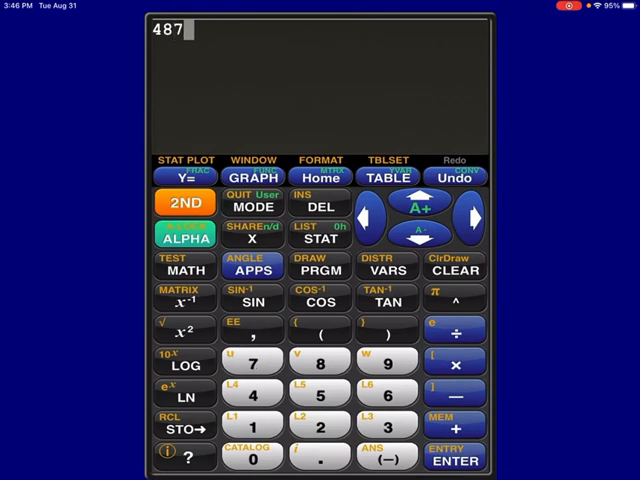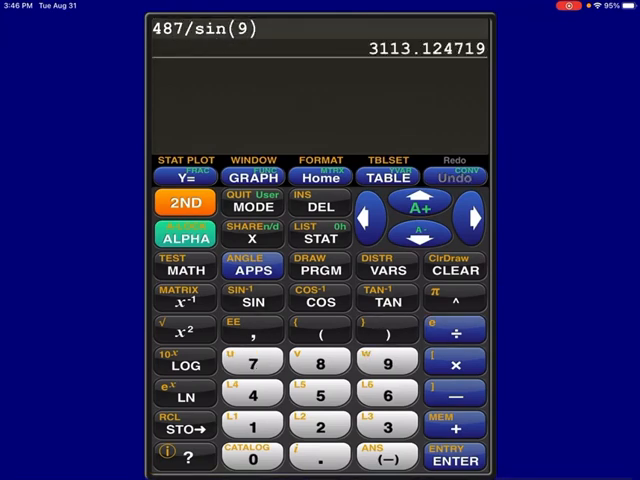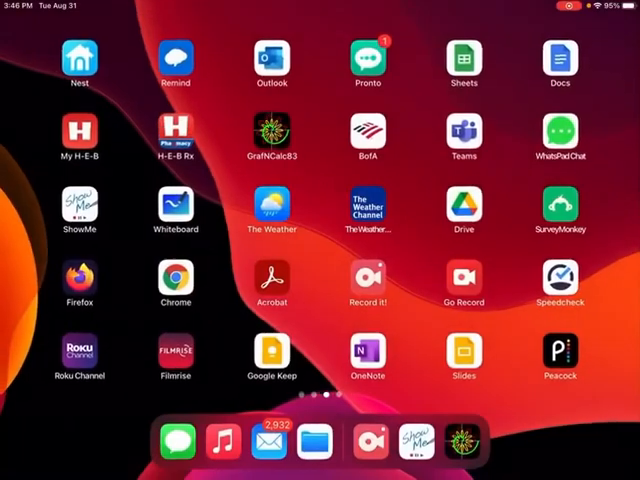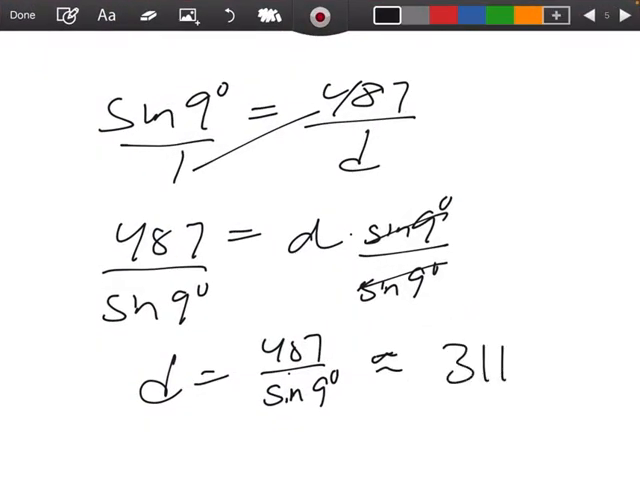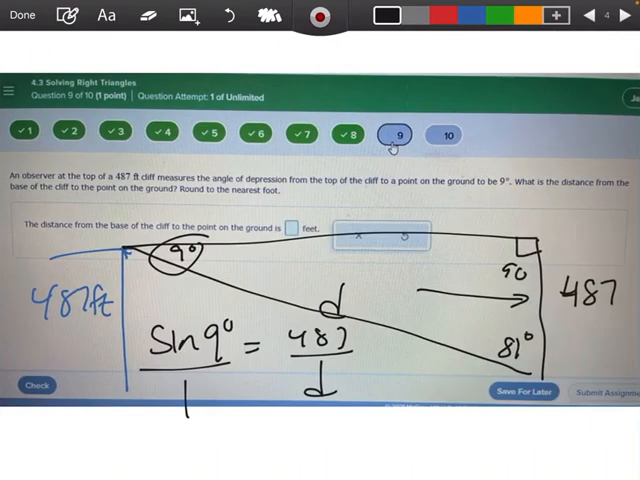So I'm taking 487 divided by the sine of 9 degrees, hit enter, and to the nearest foot, I'm coming up with 3,113. So let's come back over here, 3,113. This would be feet. It said to round to the nearest foot, so 3,113 feet should be my answer. Okay, if y'all got any questions, let me know.